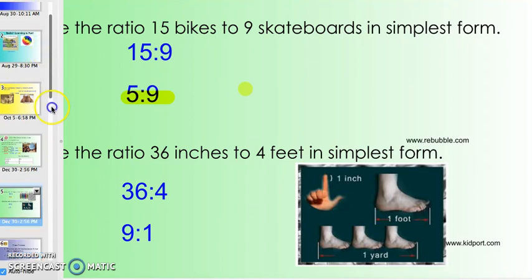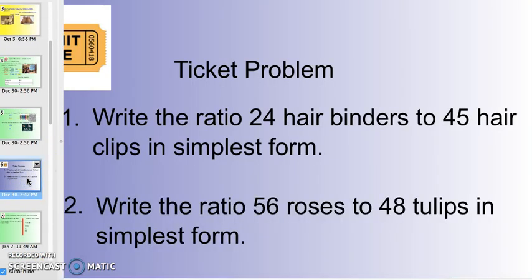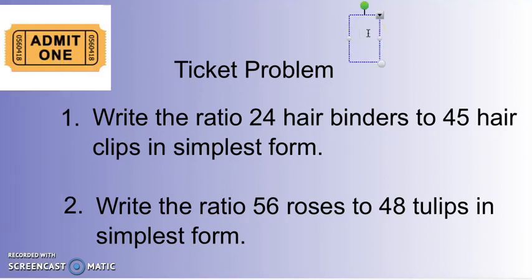What I would like you to do is complete the 2 following problems. Write the ratio of 24 hair binders to 45 hair clips in simplest form, and then write the ratio of 56 roses to 48 tulips in simplest form.